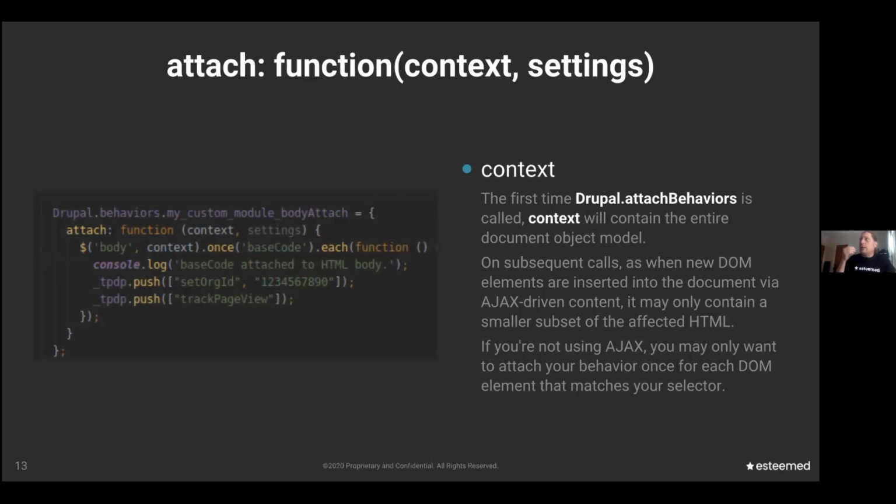Essentially, the first time Drupal attachBehaviors is called, as I may have already mentioned, context will contain the entire document object model. But on subsequent calls, as when new DOM elements are inserted into the document via AJAX-driven content, it may only contain a smaller subset of the affected HTML. And if you're not using AJAX, you may only want to attach your behavior once for each DOM element that matches your selector. So that's what this .once is doing, and .once, .each, I'll go into a little more detail about that.